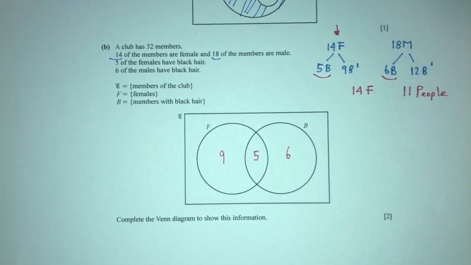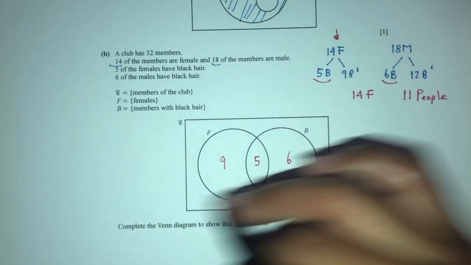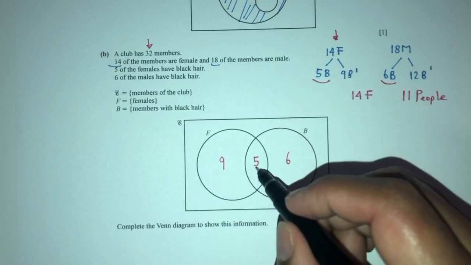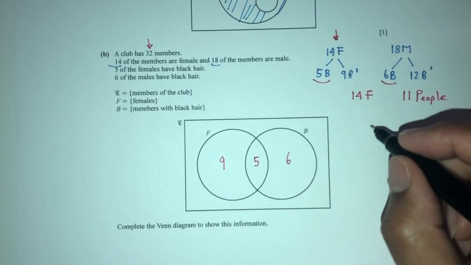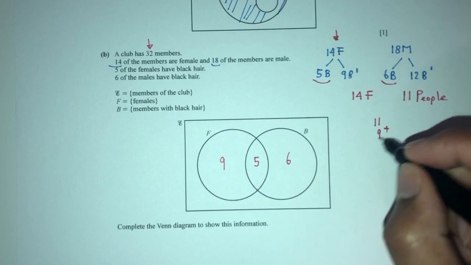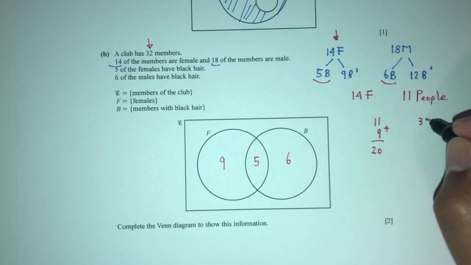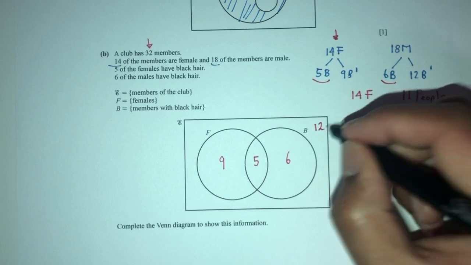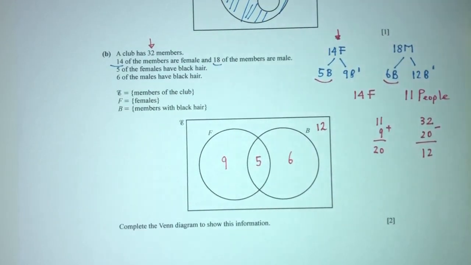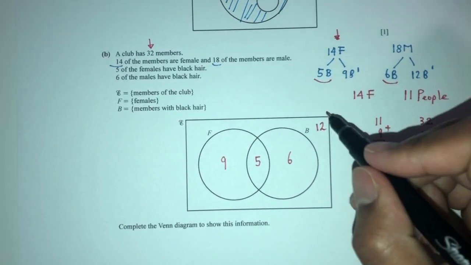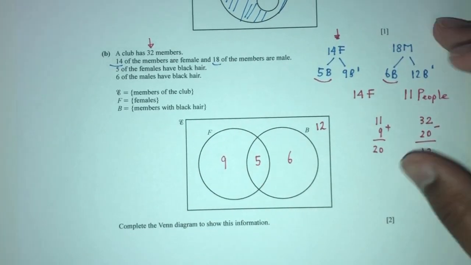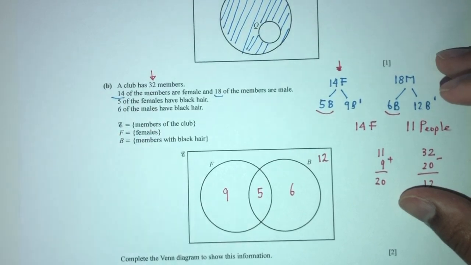Now finally, we do know that everything included, we have 32 people, which means outside we will have how many people? So 5 plus 6 is 11, 11 plus 9 should be 20. So the total number of people is 32 minus 20. That should be 12. So 12 people will be outside, which are the people, male and female, with no black hair. We just have to make sure that the sum of everything adds up to 32, because this is the main idea here. Everything has to come down to 32.